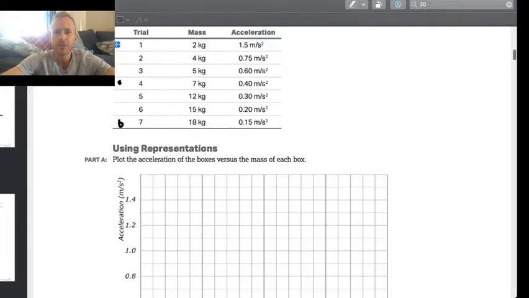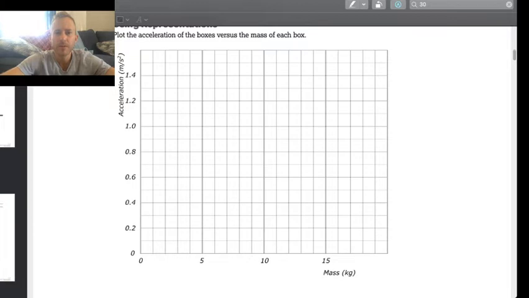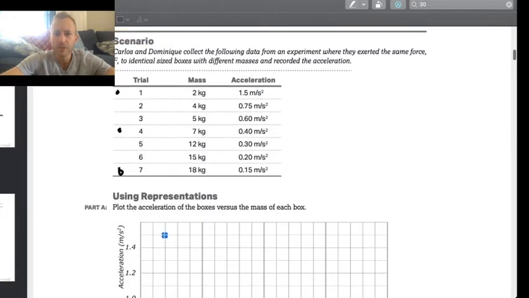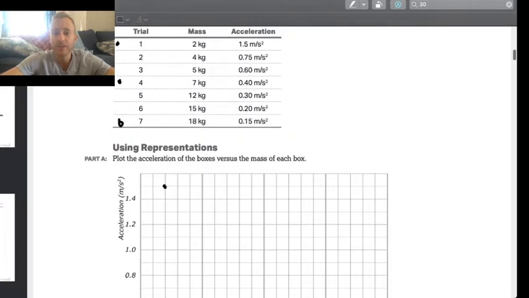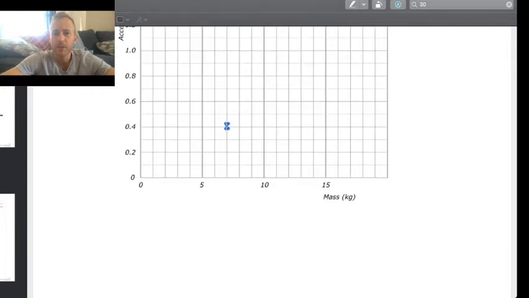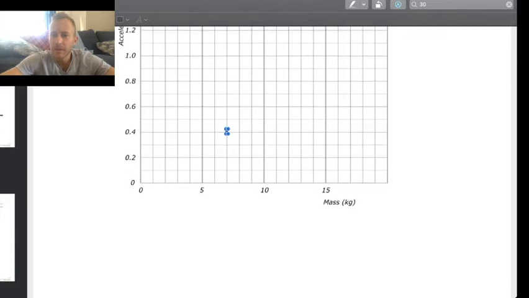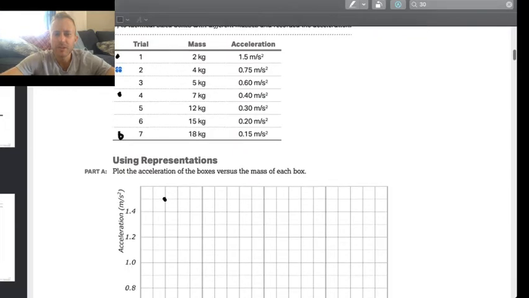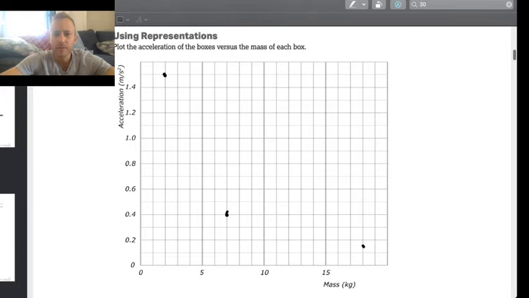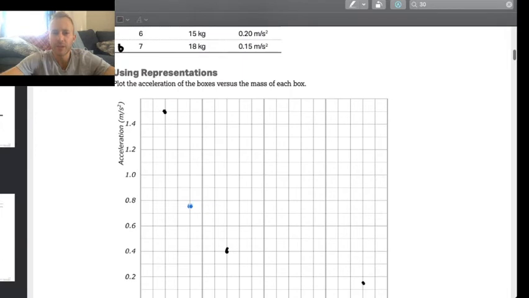Okay, so for 2 kilograms, we get an acceleration of 1.5. So that would be this point right here. For 7 kilograms, we get an acceleration of 0.4. And for 18 kilograms, we get an acceleration of 0.15. That would be right here. I'm going to do one more, if you don't mind. I will do this point right here. 4 gets an acceleration of 0.75. All right. So we can see there's a kind of trend line that is curved like this.